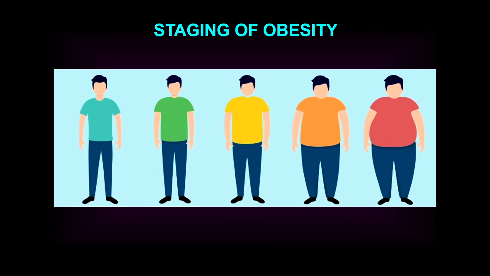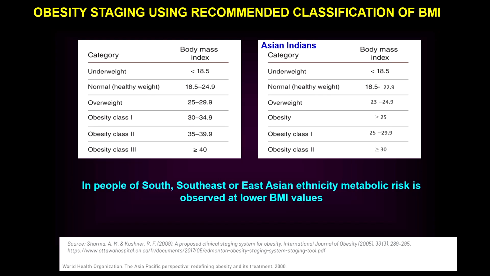So now let's look at the staging. This is the classical EOS staging that we use, and globally you know that the cutoff for obesity is 30, but in India and Asian Indians it is 25. So underweight is less than 18.5. Anything under that is lean diabetes. For normal, we have 18.5 to 22.9. Overweight starts at 23. Obesity starts at 25. Then beyond that is class 1 till 29.9, and beyond 30 is class 2. So this has been traditionally the way we look at it.